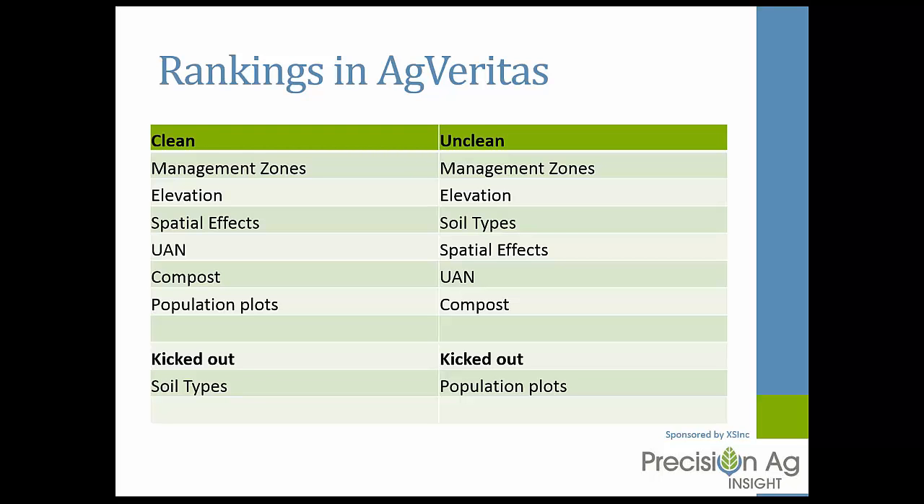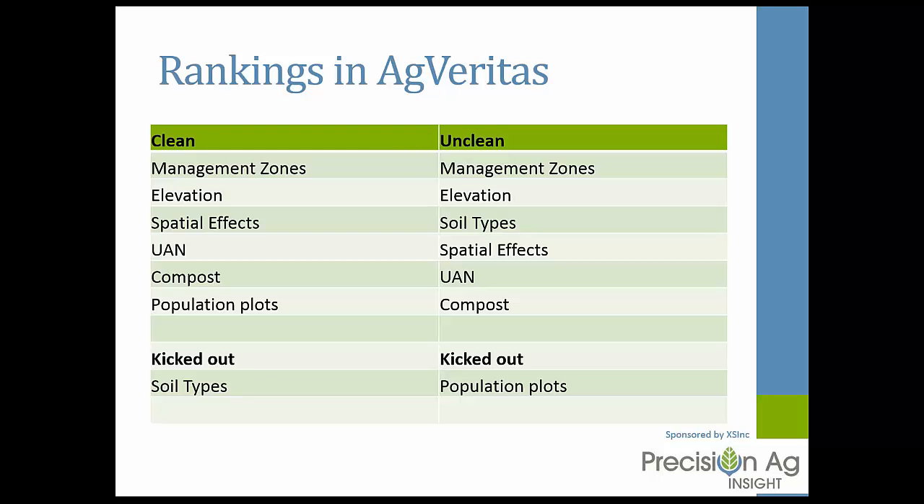Two of the things that stuck out, of course, if you looked at the kick out columns, or the factors that were kicked out: with the clean data, the soil types were kicked out, whereas they were pretty high ranking in the unclean data set. But probably the most surprising thing is that we actually had some population check plots in that field that we didn't cover in the prior slide, and those actually got kicked out in the unclean data set.